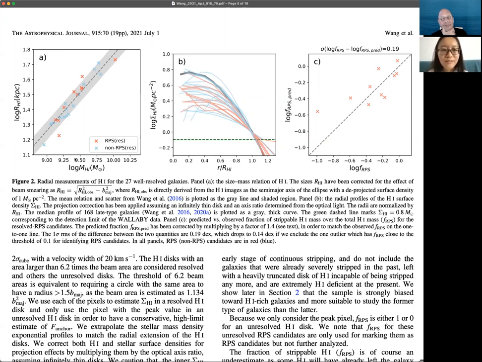But here we're not going to investigate that. Instead, since galaxies obey such a tight relation, we will make use of it. It will be useful for those unresolved galaxies.